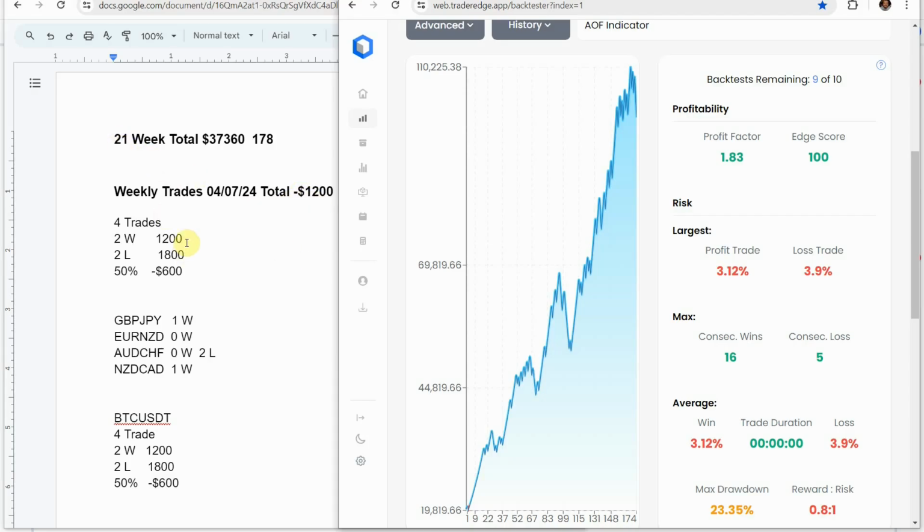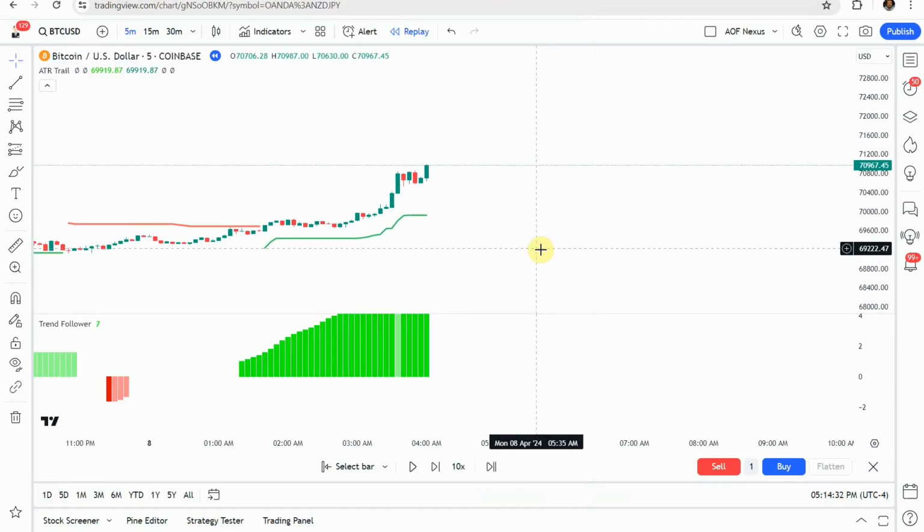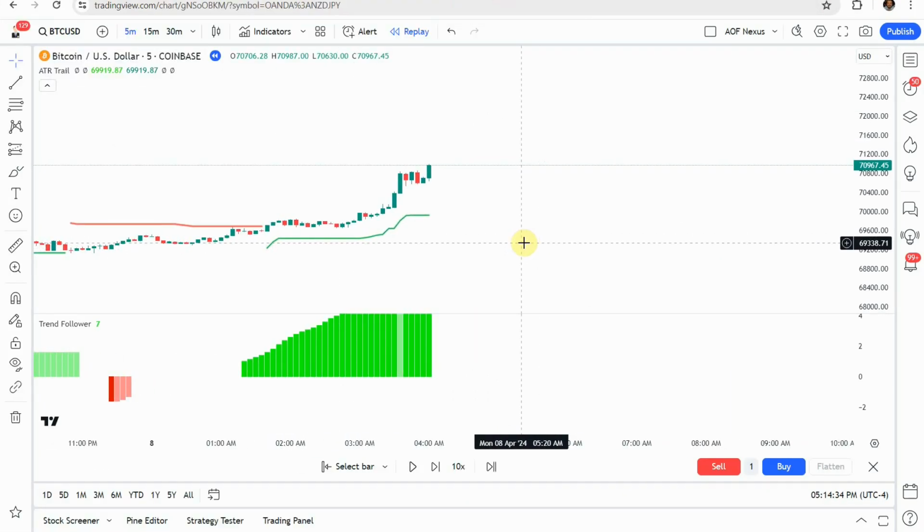At the 21 week total now, we would have been up $37,360 over 178 trades. You can see more stats on the strategy here and the growth of the equity there. So really good stuff from the Academy of Forex indicator. Alright, that's it for the strategy here. This one's going to go on the no list and we'll move on to the next video from here.